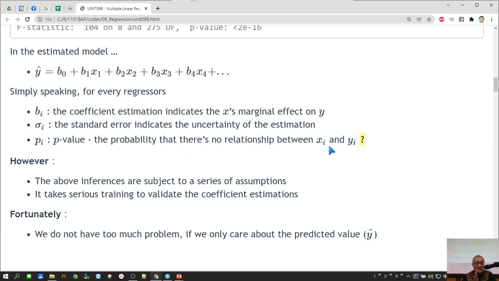Let me say it again. This is not precisely true, so I put a question mark here. But to make it easier for you to understand, you can think of it as the probability that x and y have no relationship. So if the probability is very, very low, then we will say that the relationship between x and y is significant, because it's the probability that they have no relationship. They have a significant relationship. That's what you would learn in Professor Lee's course.